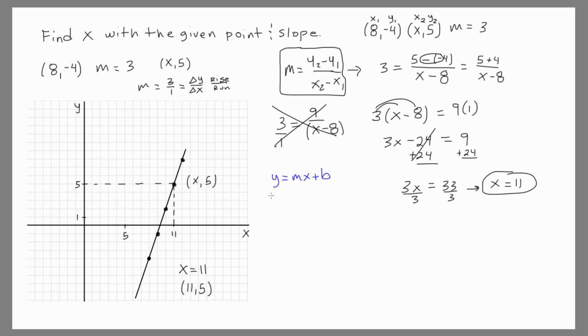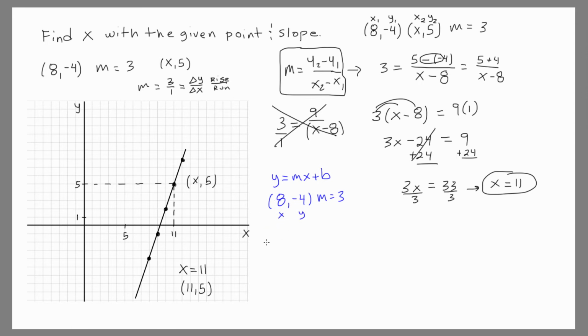So we do have a piece of information, which is 8, negative 4. And we also have the slope being 3. And so this information is going to help us create the equation of the line, just like we did over here, where we graphed the line, and then we found the answer of the point, the missing part of the point. Okay, so this one's x, this one's y, right?